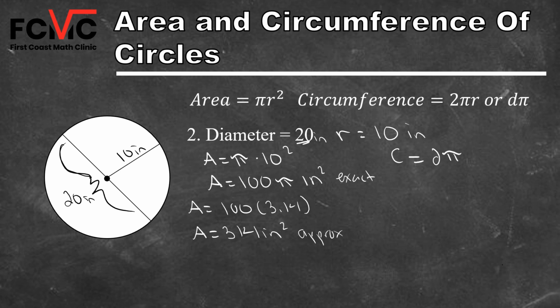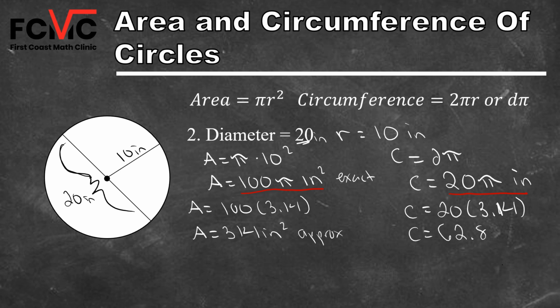Now for our circumference in example 2, I'm going to use d times pi, since we're given the diameter right here, and we get to substitute that right in. So our circumference is equal to 20 pi inches. All right, so that's our exact answer. So our exact area is right here. The exact circumference is right here. If I want to find the approximate, we can take 20, multiply it by 3.14, and we get 62.8 inches as our circumference.